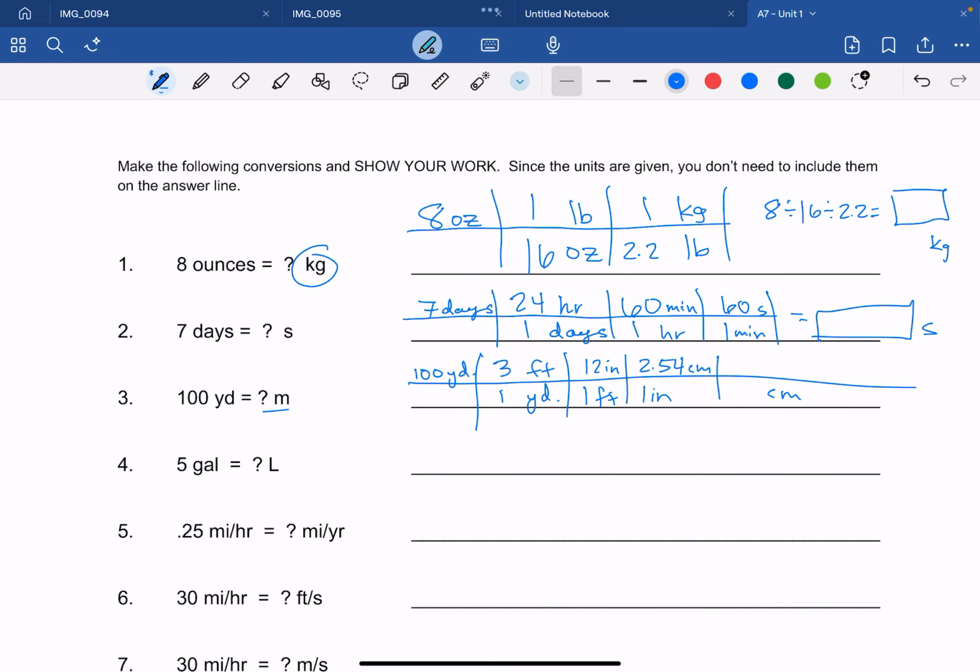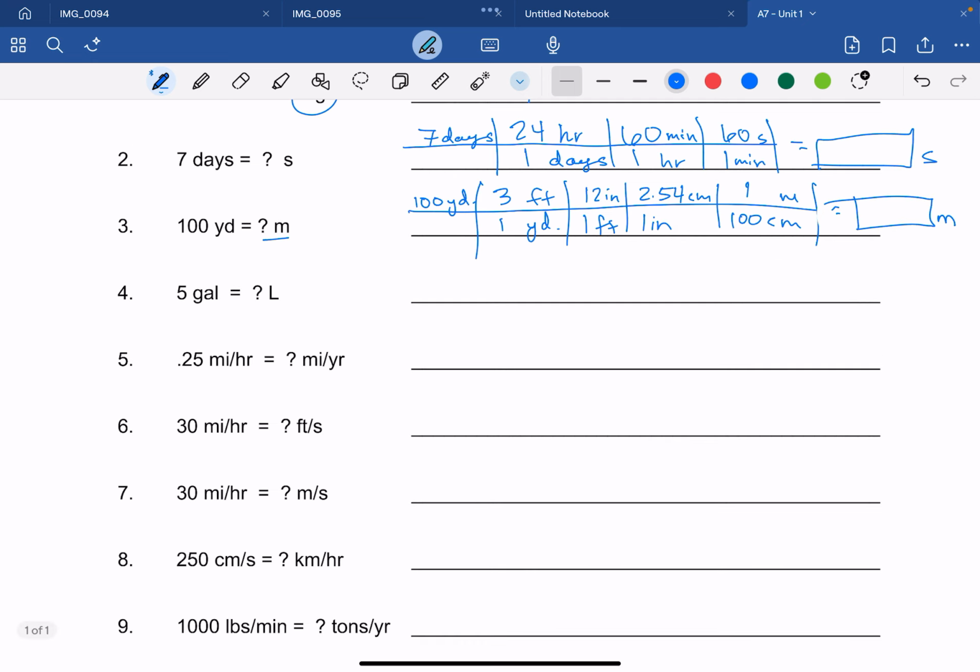Let's do one more step and move centimeters down here. And we do know the relationship between centimeters and meters. In 1 meter, there is 100 centimeters. And that would be all of the math you got to do there. So type that in your calculator, 100 times 3 times 12 times 2.54 divided by 100. And you would get your answer, and that answer would be in meters. Number 4, 5 gallons is what you're starting with.